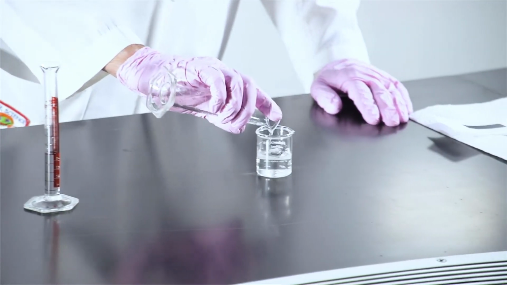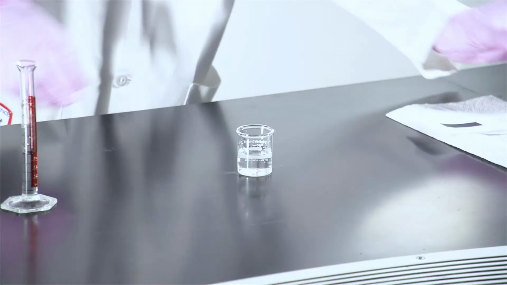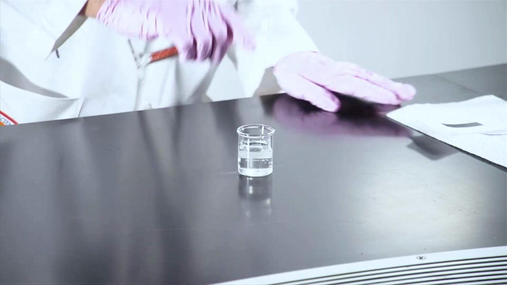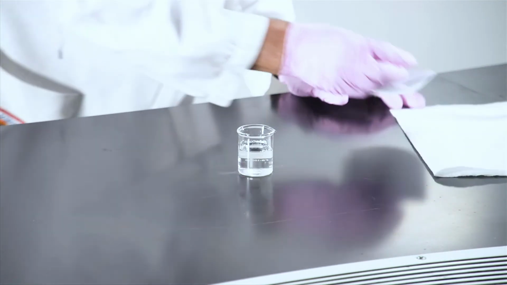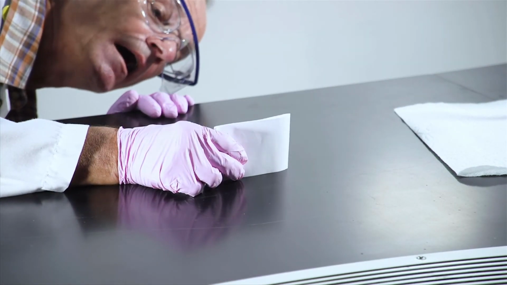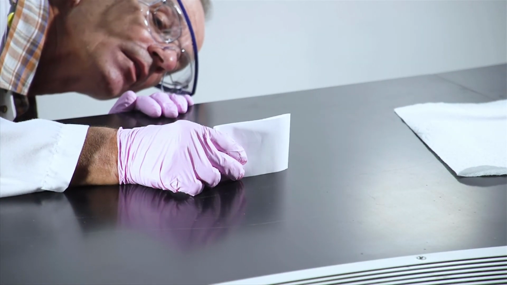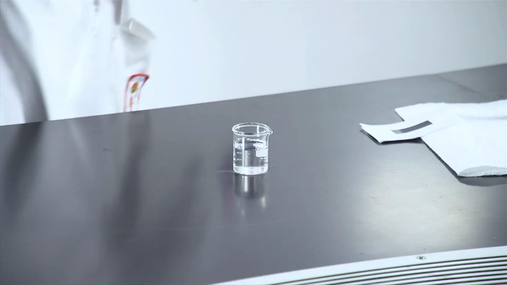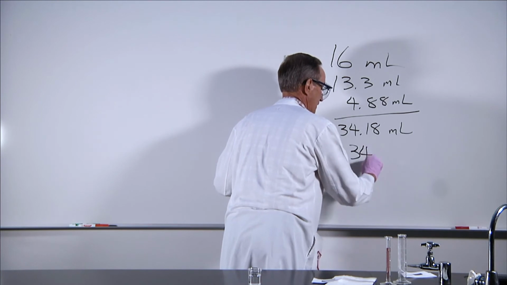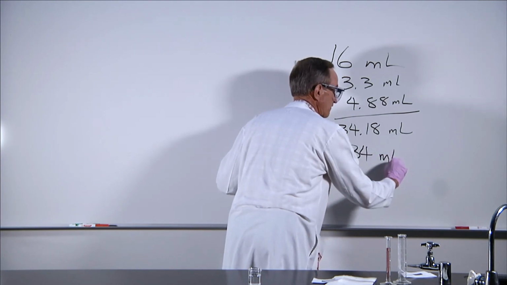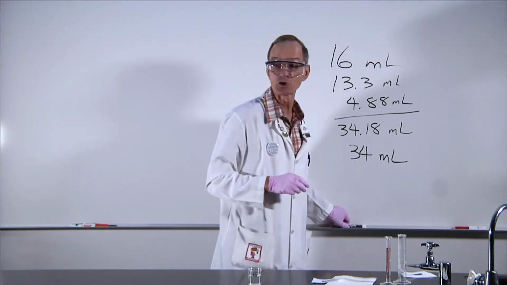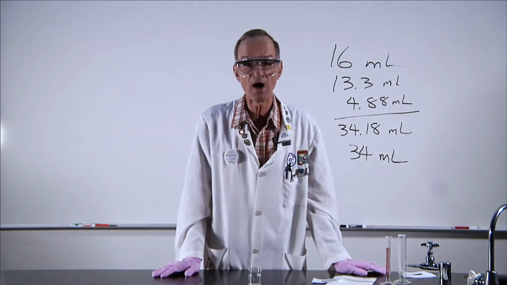So I'm going to pour this in, and I'm going to pour this in, and let's see the volume that I can read off of here. And I'm reading about 34 milliliters. That's my actual reading on there. That's the very best I can do. The best I can do, this is really 34 milliliters, could be 33, could be 35.